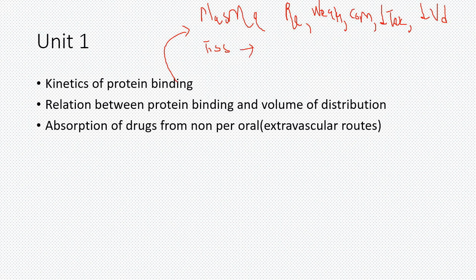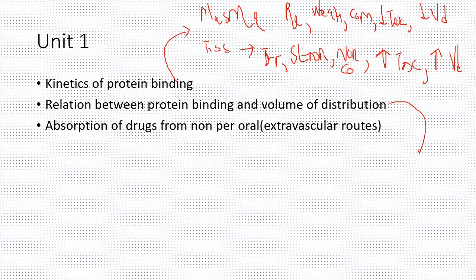But tissue binding is irreversible, it is strong, it is non-competitive, it increases the toxicity, and it also increases the apparent volume of distribution, VD. So you have to remember this sequence, and this is what you call the relation as well between PB and the VD, that is protein binding and volume of distribution.